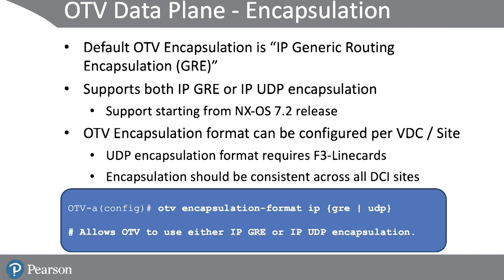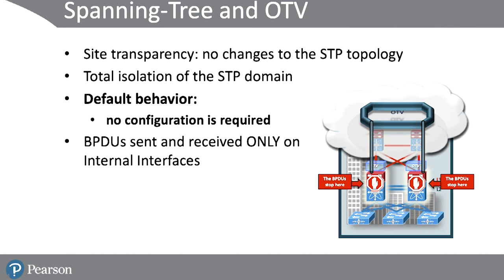OTV data encapsulation. The default encapsulation method for OTV data plane traffic is GRE based, or IP generic routing encapsulation. You can modify the encapsulation method to use UDP as well, but that requires F3 line cards on the Nexus chassis. You can do that by configuring the command otv encapsulation-format ip udp. If you're using UDP and you want to move back to GRE, you can use gre. An important thing to remember while configuring OTV data plane encapsulation is that the encapsulation method should be consistent across all the OTV sites.